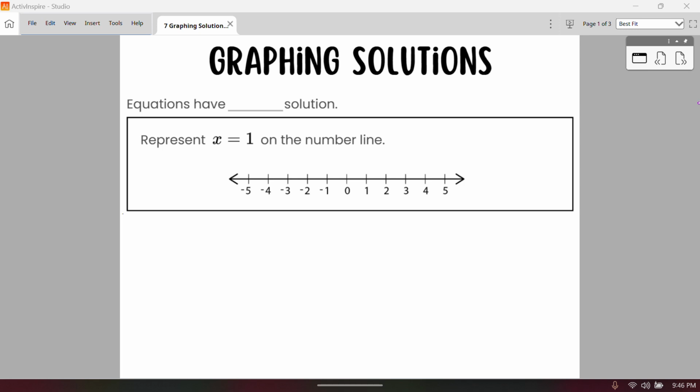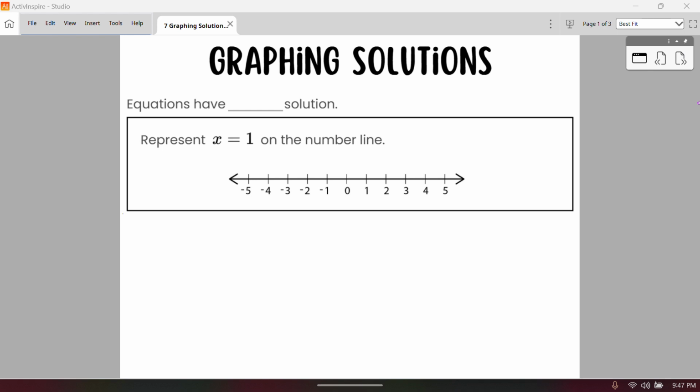Hey everybody, I am here to start a new unit with you. We are about to dive into inequalities, but before we can solve any inequalities or do any word problems or anything crazy like that, we need to know how to graph them.